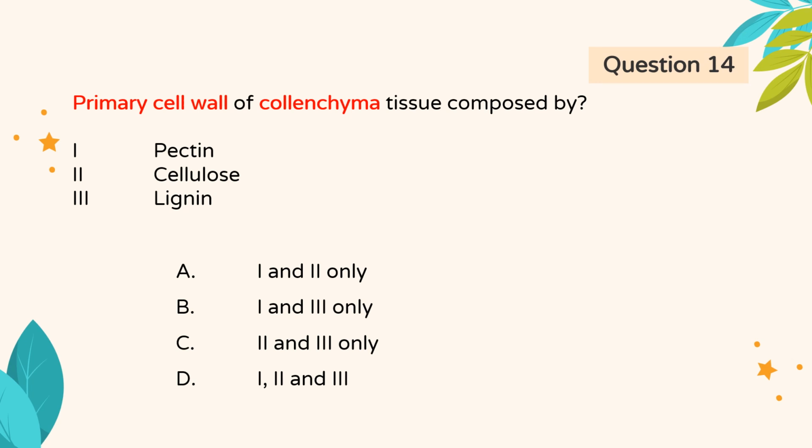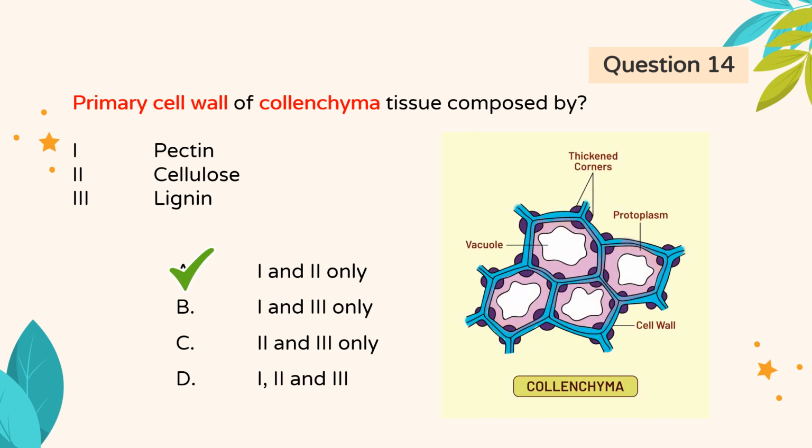Question 14. Primary cell wall of collenchyma tissue is composed of A. Pectin and cellulose. As we look at the structure of collenchyma tissues, the cell wall consists of primary cell wall with unevenly thickened corners, made up of pectin and cellulose.